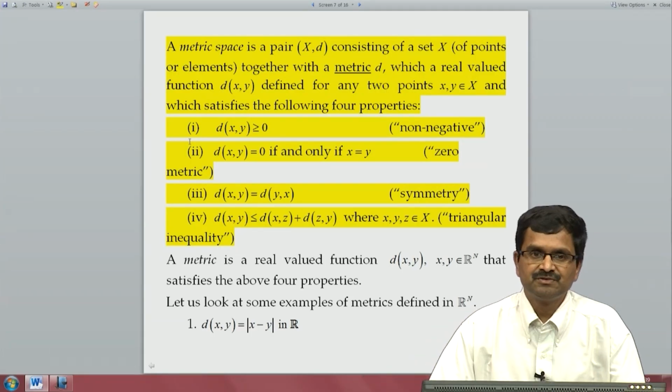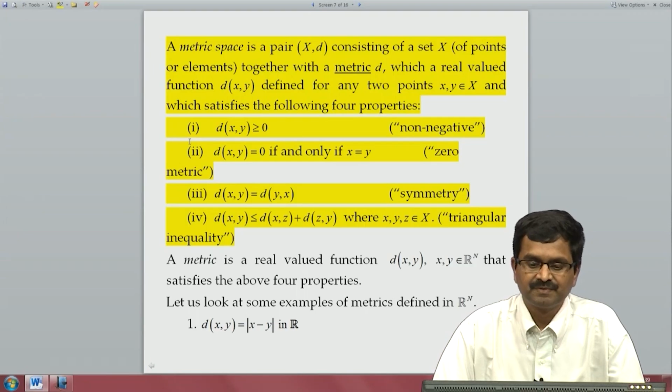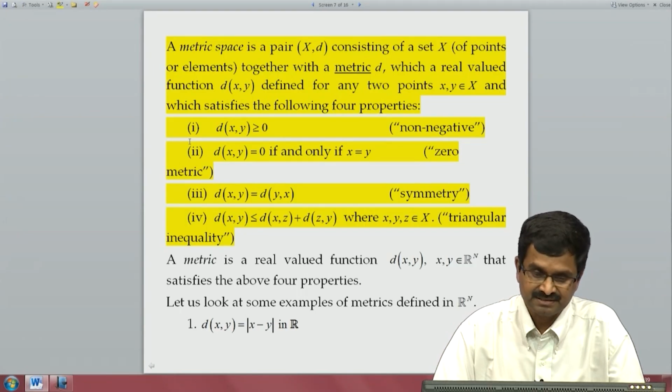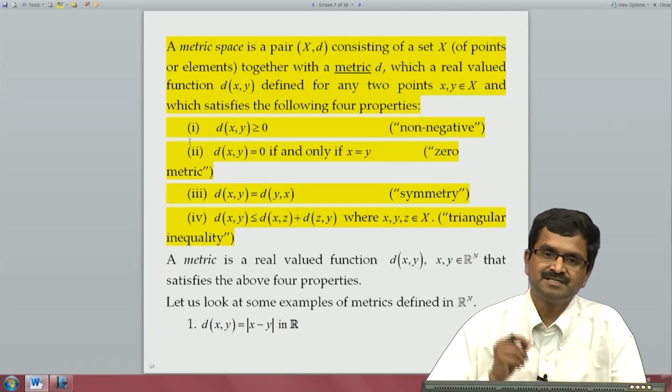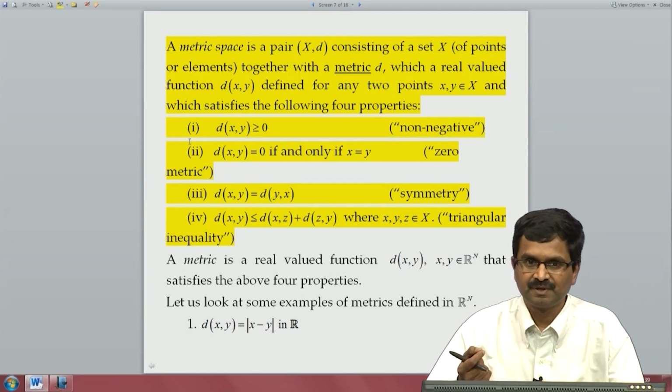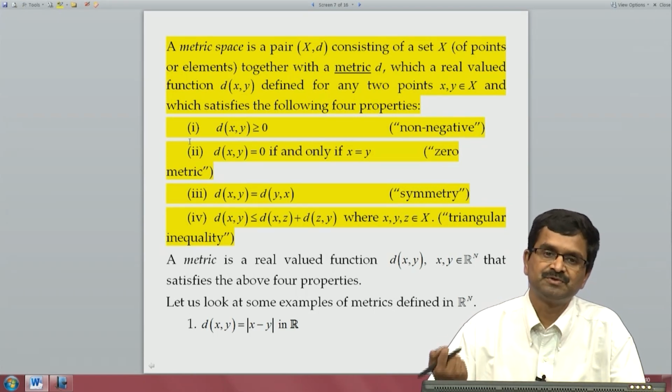So a metric space, which is highlighted in yellow here, is a pair (X, d) consisting of a set X together with a metric d. That is called a metric space. When you say metric space, that has a metric, meaning a measure. What does it measure? It actually measures the distance between 2 points.